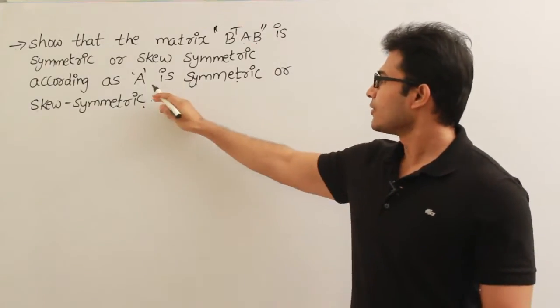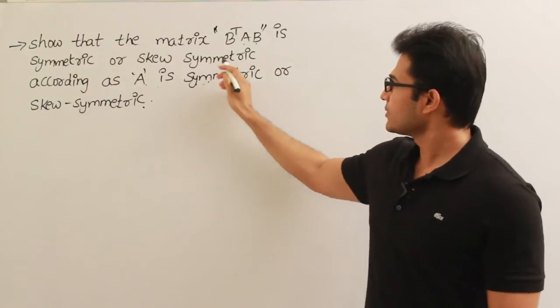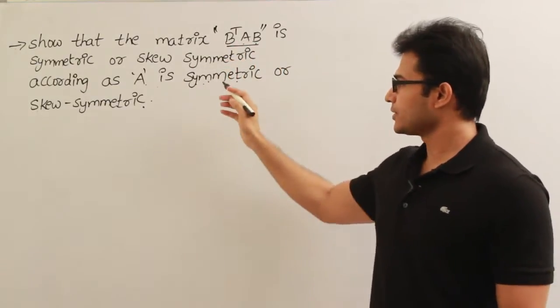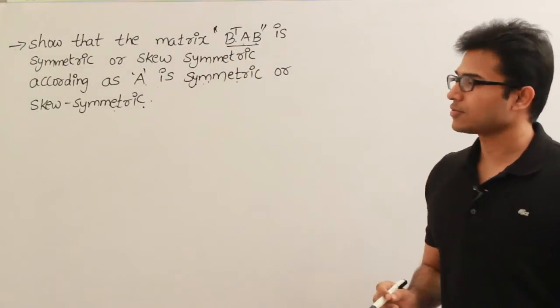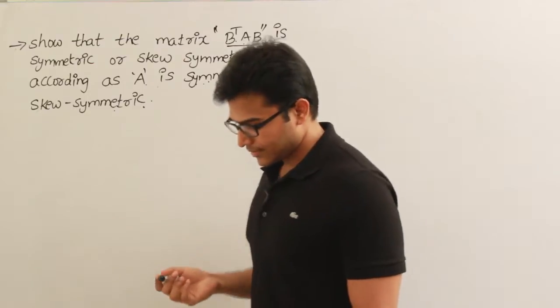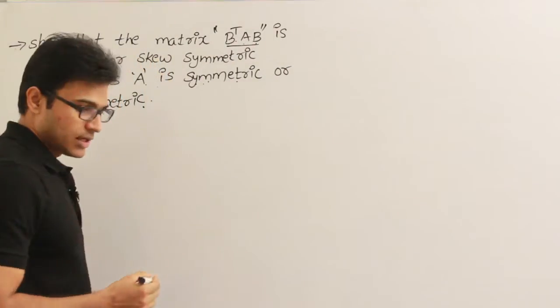Case A is when A is symmetric. If A is symmetric, this entire matrix has to be symmetric. And case B is if A is skew symmetric. If it is skew symmetric, this entire matrix has to be skew symmetric. Okay. So now let's consider case 1, assuming that A is symmetric.